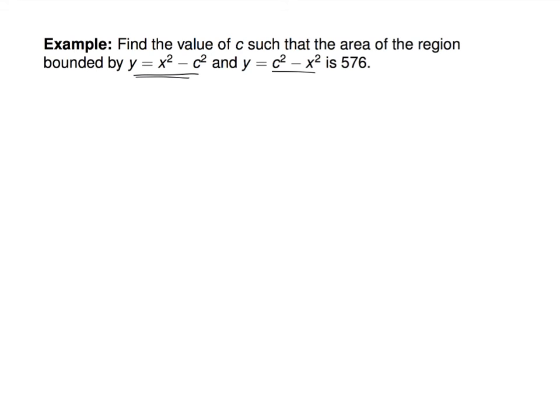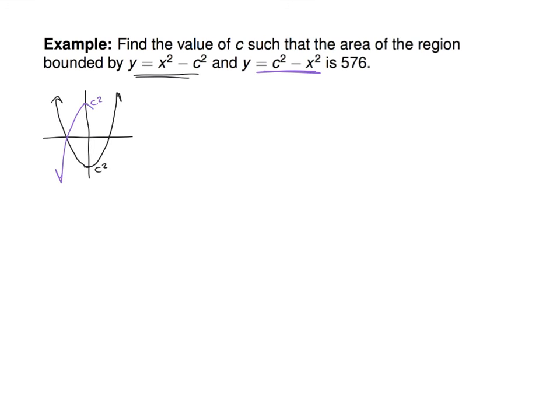But roughly speaking, what do those graphs look like? What does x squared minus c squared look like? It's a parabola shifted down c squared, right? Do you buy that? Okay. What does the other parabola look like? Shifted up c squared, then down.